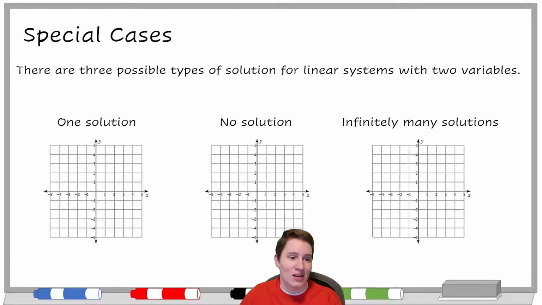Otherwise, I'm not waiting. So up until now, we have gotten an answer for every single problem we've done, and that's because that's the case that's most interesting, is to get an answer. So what we've been getting is one solution because what we've had are 2 lines that just intersect somewhere. And that point where they intersect is our answer.